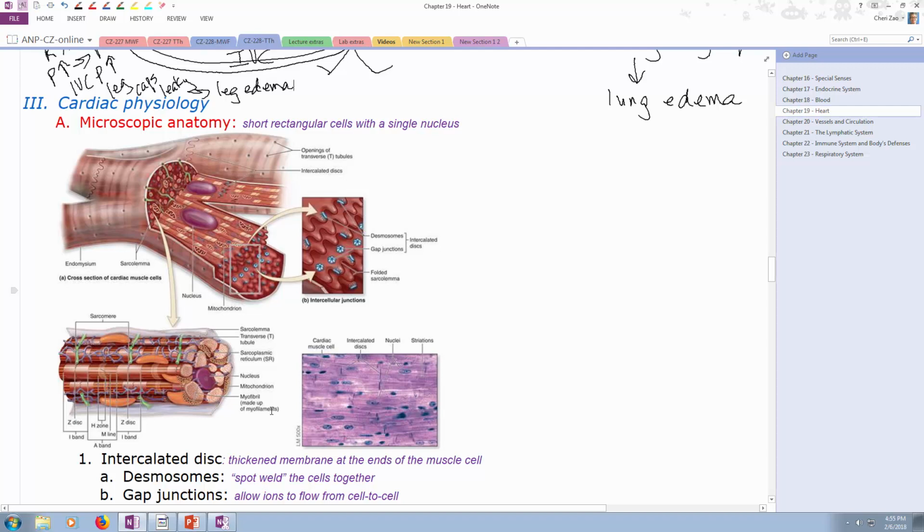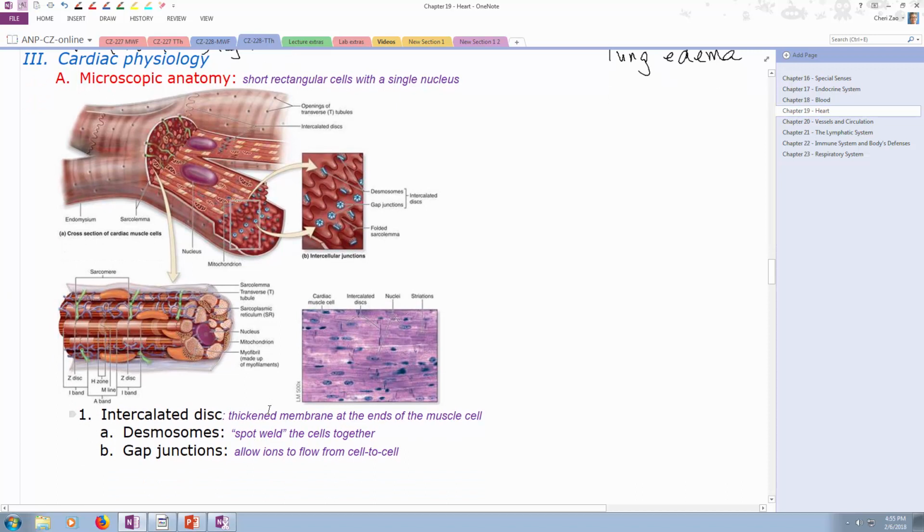Now we're into cardiac physiology, and we're going to start with histology, our microscopic anatomy. Myocardiocytes, or cardiomyocytes, you can call them either one, are short rectangular cells with a single nucleus, totally different from our skeletal muscle cells, which are long and multinucleated. They are, however, striated, correct? They're lightly striated, so we still have the sarcomere situation with these guys like we do in skeletal muscle cells.